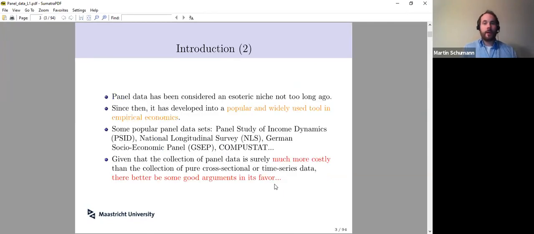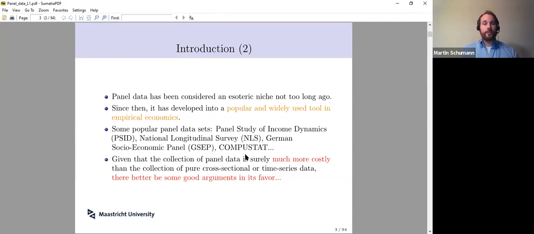Now, panel data was something esoteric not too long ago. But nowadays, panel data is widely applied and hugely popular. Both theory and applications of panel data get published in very good economic journals, and panel data nowadays even has conferences dedicated only to panel data analysis.